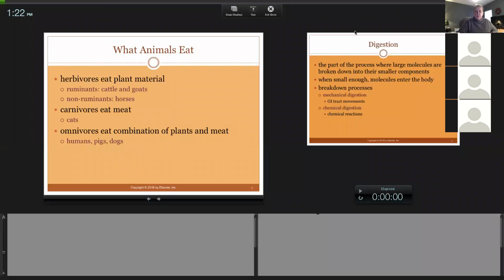Okay, so going through the study guide first, it said give an example of an herbivore, omnivore, and a carnivore. Hopefully you remember that from nutrition. Slide one, herbivores, their diet is primarily plant. Cattle are the ruminants, and horses would be the non-ruminants. The carnivores are cats, which are the true carnivore, and then humans, pigs, and dogs. Primarily, I focused on dogs eating both.